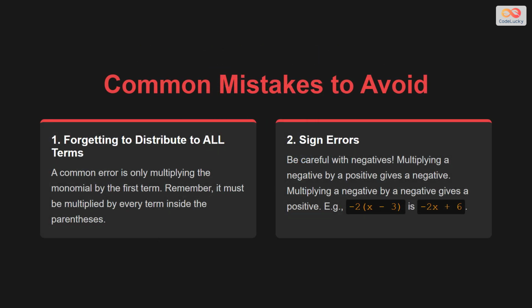There are two common mistakes to watch out for. The first is forgetting to distribute to all the terms. The second, and most frequent, is making sign errors. Always be careful when multiplying with negatives.